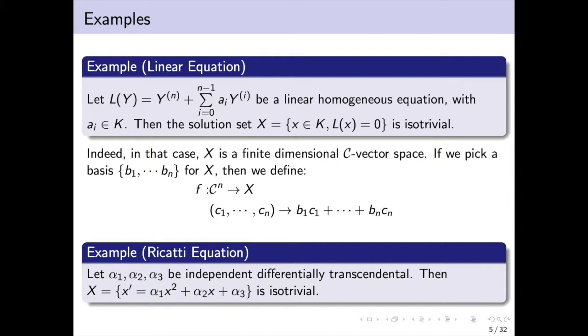And how do independent differential transcendentals appear? I don't think it actually matters. If they're not independent, it will still be isotrivial, I'm pretty sure. But it will matter for something else later. But yeah, you're right, it doesn't really.